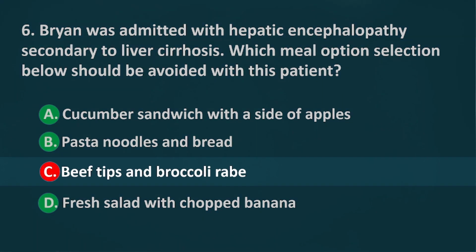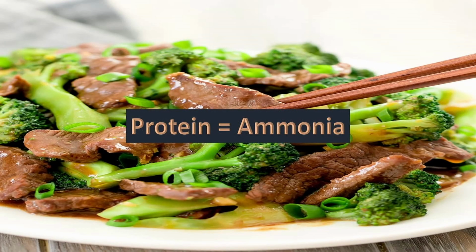The correct answer is letter C, beef tips and broccoli rabe. Patients who are experiencing hepatic encephalopathy are having issues with toxin buildup in the body, specifically ammonia. Remember that ammonia is the byproduct of protein breakdown, therefore the patient should consume foods low in protein.